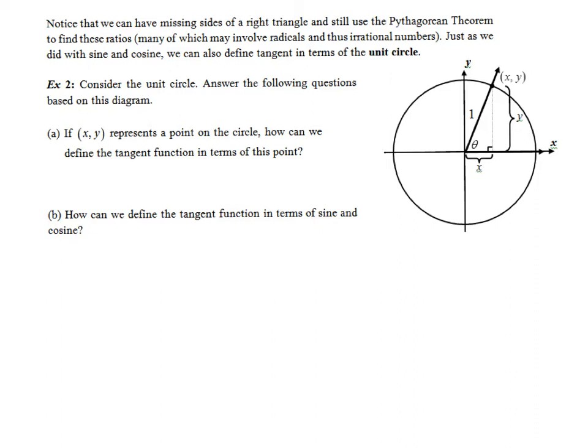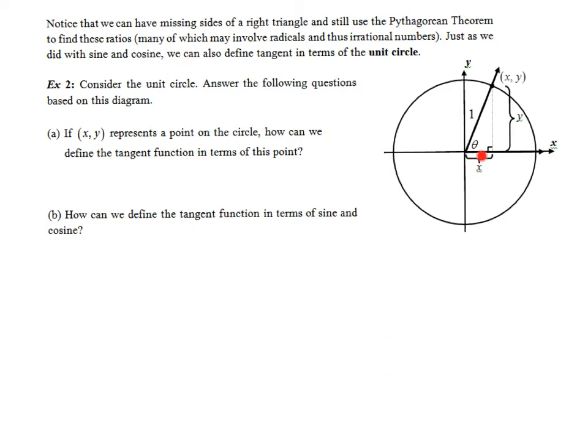Now in geometry, your focus was more on using triangles and evaluating trig functions within the triangles. In Algebra 2, our focus is more on using the unit circle. So now let's apply what we know to our unit circle diagram and see what we can find out about tangent. In example number 2, it says consider the unit circle. If x, y represents a point on that circle, how are we going to define tangent?